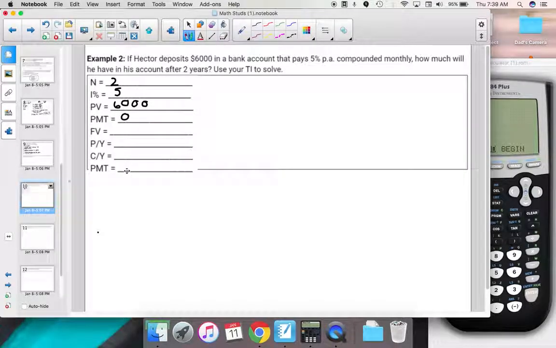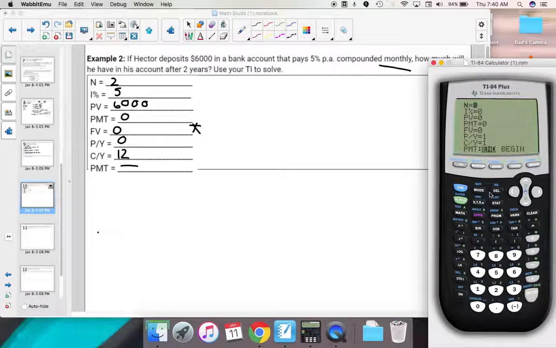PMT, we're going to leave at 0. Future value is what we are looking for, so we're actually going to leave that at 0 for now too. But that's the value that we want to find. We want to find the value of his money after 2 years. P/Y, 0. Compounding periods per year here, we're compounding monthly. So there are going to be 12 compounding periods per year. And don't touch this one, just leave it.